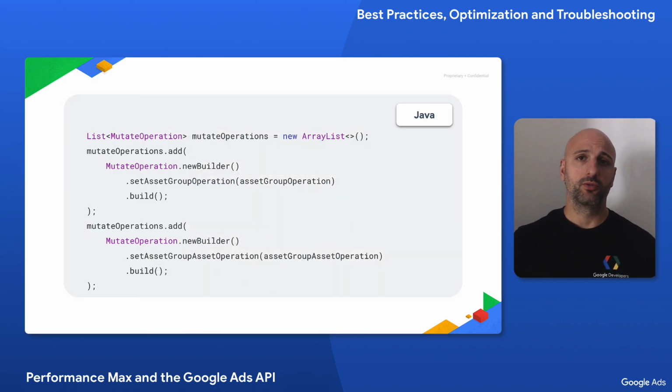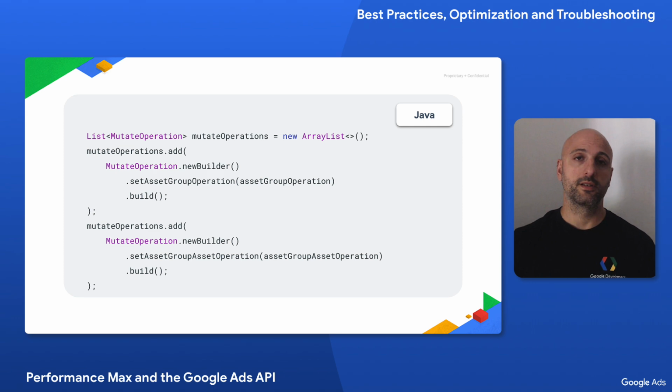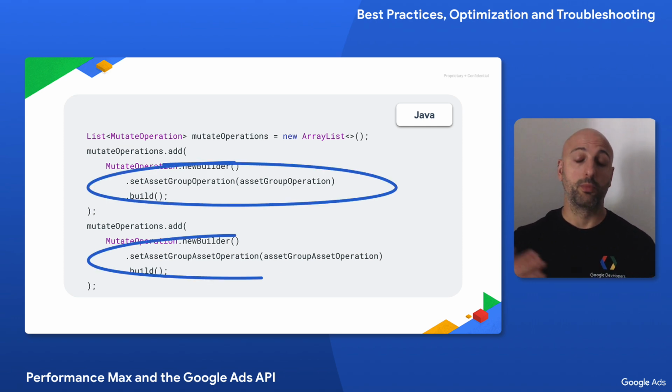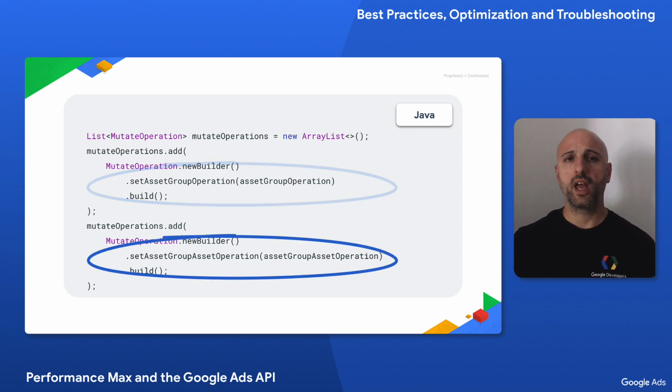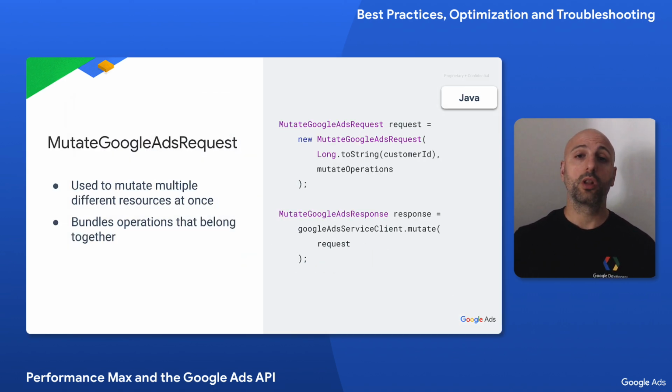The way to bundle different resource creation operations together, then, is to create a list of mutate operations and to add different types of operations to it. Here, for instance, we are adding an asset group operation and an asset group asset operation to it. Once we have our list of mutate operations creating different resources, then, we can use it to create a mutate Google Ads request and then pass it to GoogleAdsService.mutate. This means that we can mutate different resources in a single request, and we can bundle together operations that belong together logically, like the ones to create asset groups and then to link assets to them by creating asset group assets.